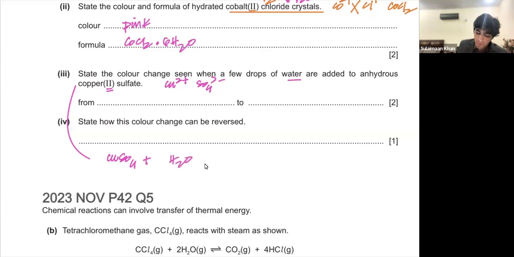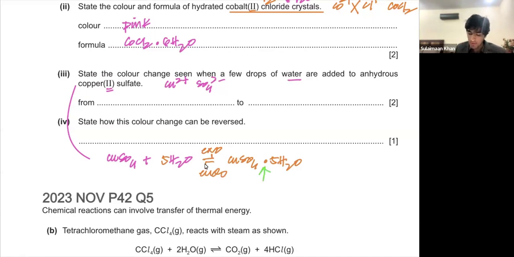You should know that when anhydrous copper sulfate makes a bond with the water of crystallization, how many water of crystallization does it bond with? 5, right? So it gives you CuSO4·5H2O, sir. The forward reaction is exothermic and the backward is endothermic. We know this.